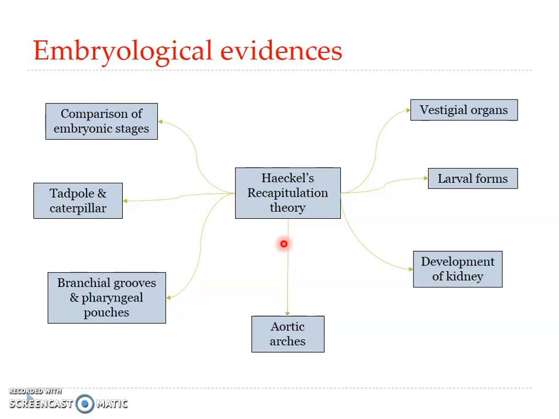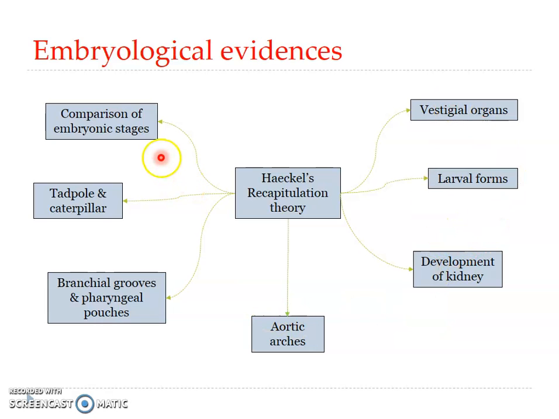So Haeckel's theory rests on the concept that embryonic stages of a higher animal resemble the adult stages of its ancestors, and not the embryonic stages of the ancestor as was put forward by von Baer. Okay. So several examples are cited from embryology to support Haeckel's recapitulation theory. These are the ones which have been cited to support the recapitulation theory.